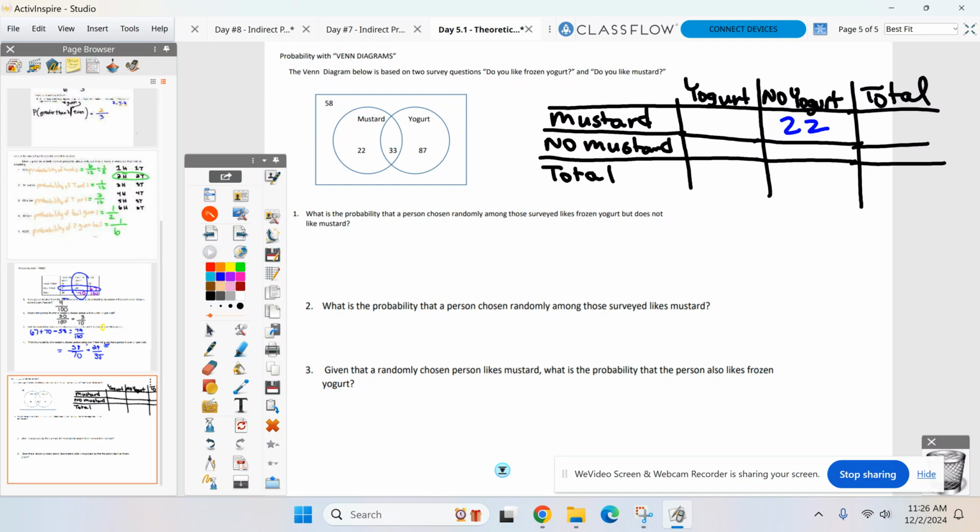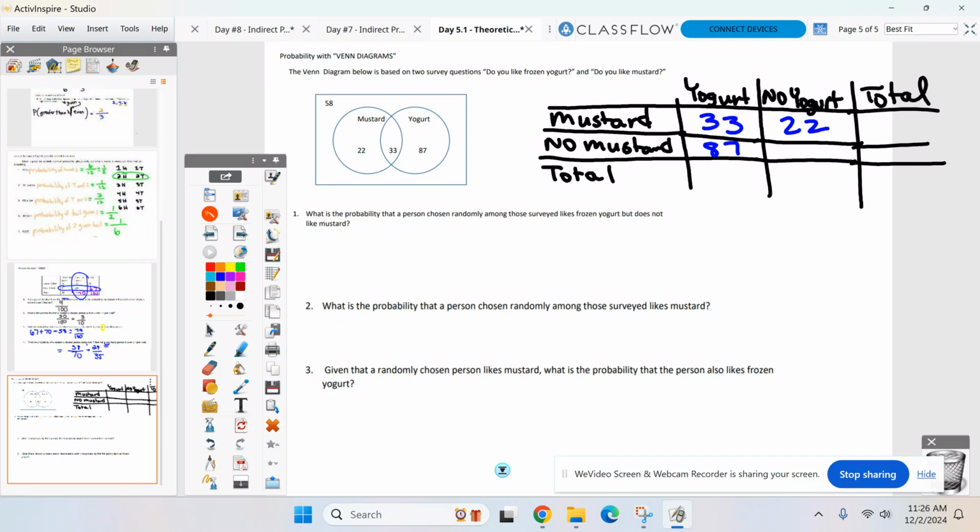So the 87. Where's that 87 going to go? I like yogurt, but I don't like mustard. Oh, I get it now. What about 33 people? They like both because it's in the middle. So I like mustard and yogurt.